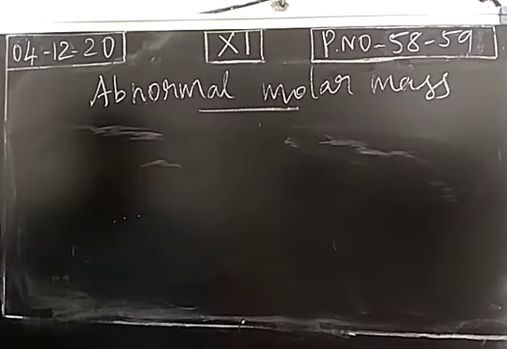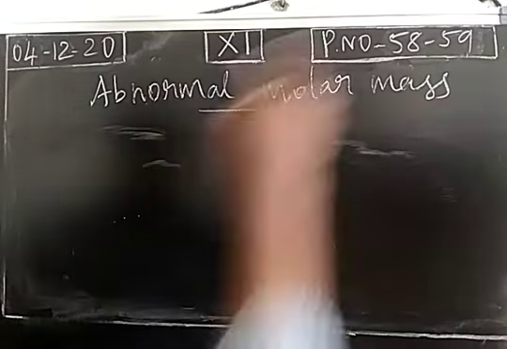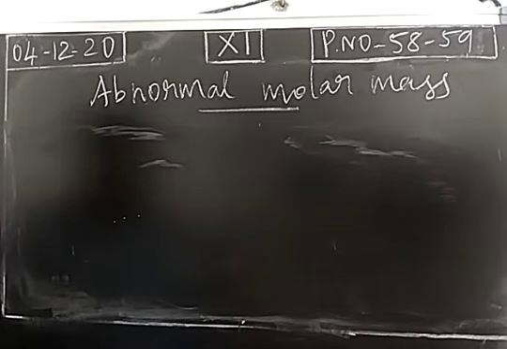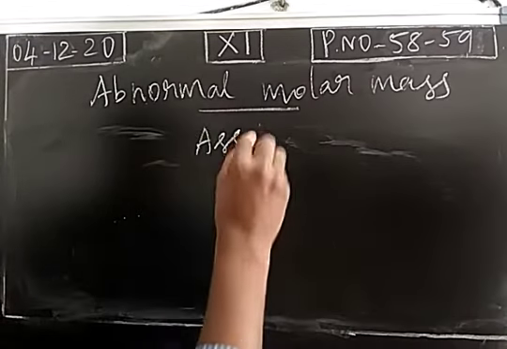Due to association or dissociation of solute particles in solution, the calculated colligative property will be a different value, so that the molar mass calculated is deviated from the actual molar mass. So this is called abnormal molar mass. Okay. So first we may take association of solute particles.